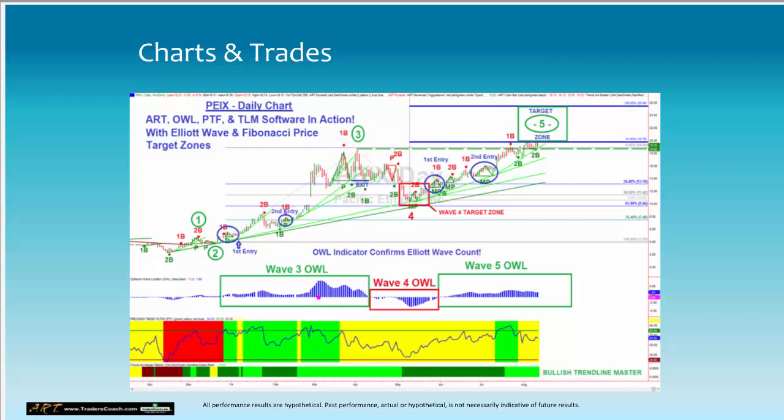Now, there's going to be times when you look at a chart, like I said before, and it looks like spaghetti. Move on to another market. There is an Elliott wave there, but if it looks like spaghetti, it's probably a correction, and you're better to move on. All right, good.